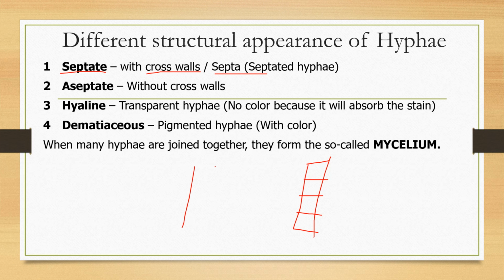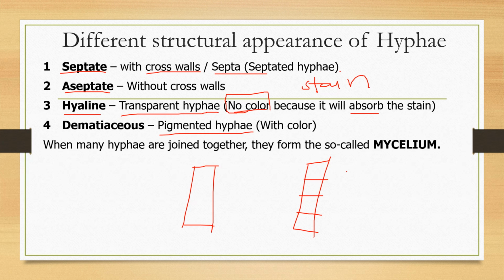But if they are without cross walls, as in smooth, clear siya, clear yung hyphae, it would be considered aseptate. While the third type is hyaline. When you say hyaline class, these are transparent hyphae. There is no color. No color siya class. And if you try to stain them, it can absorb the stain. And the last one is your dematiaceous hyphae, which is a pigmented hypha.